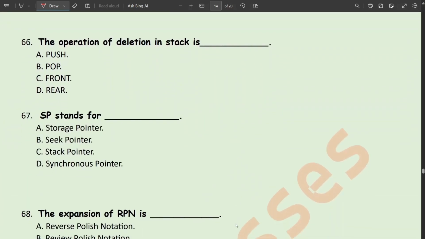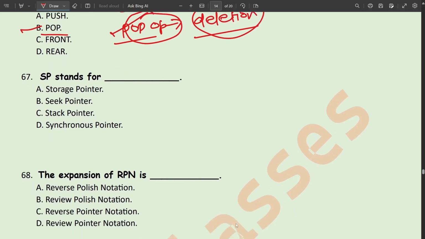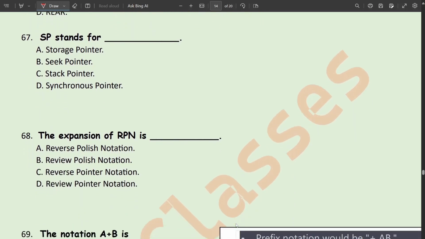Next, the operation of deletion in stack. Option number B is correct, pop. Pop operation is for deletion. If you want to delete anything in the stack, so you have to do this. Next, SP stands for. This is most important question. SP stands for stack pointer. Option number C is correct.